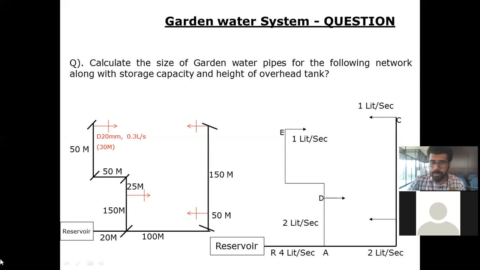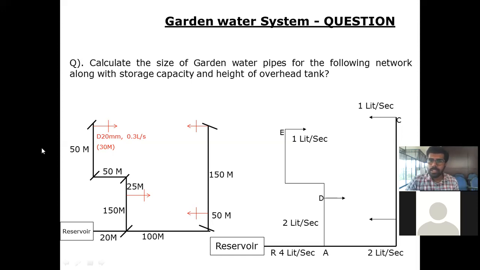Okay, correct. So this is the question. Here the discharge is given as 1 liter per second. Here the discharge also will be 1 liter, here also 1 liter. So from all of them, 1 liter per second is passing, depending upon the number of sprinklers or taps. We can just imagine it's a tap.